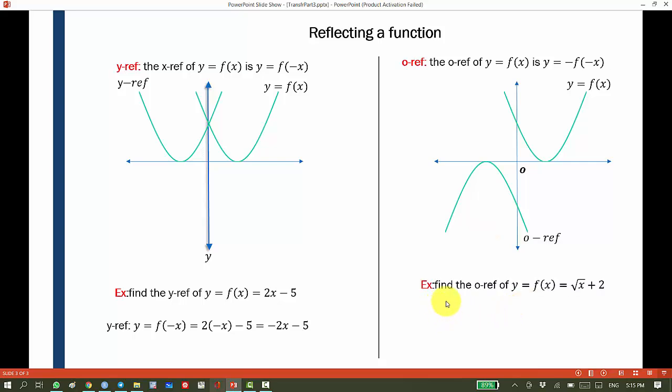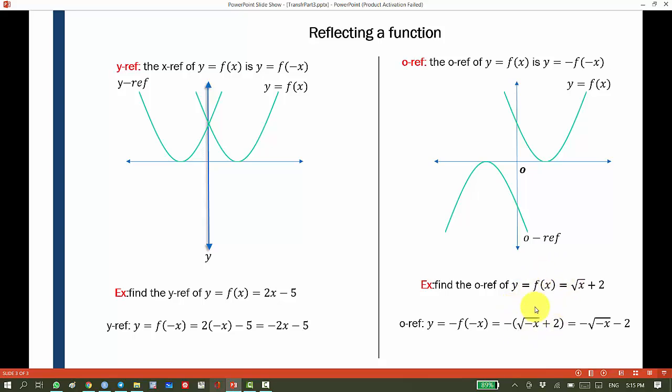For instance, consider the function y is equal to f of x is equal to square root of x plus 2 and find the Oref. What we do is we replace x with minus x and multiply everything by -1. As a result, we get y is equal to minus f of minus x, which is minus square root of minus x plus 2, which is minus square root of minus x, plus times minus is minus 2. And this is the equation of the Oref of this parent function.